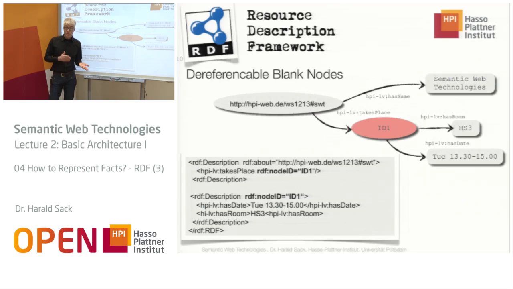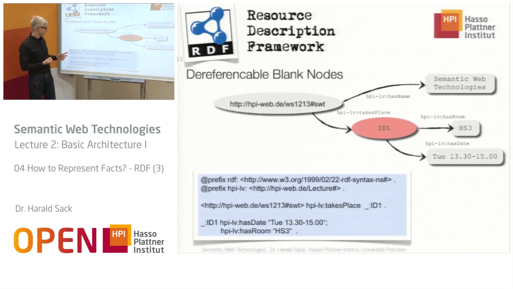Sometimes, of course, it might be important to dereference this node. So it must sometimes be able to be addressed from outside. If so, you are able to give this blank node a name, an ID. Here we have called the blank node ID1. And then you can talk about the node with the ID ID1 everywhere. And of course, here you introduce a node via rdf:nodeID as being a blank node that has two properties.